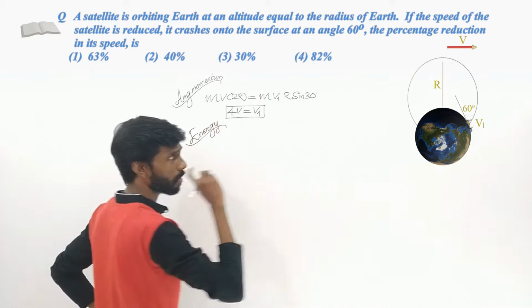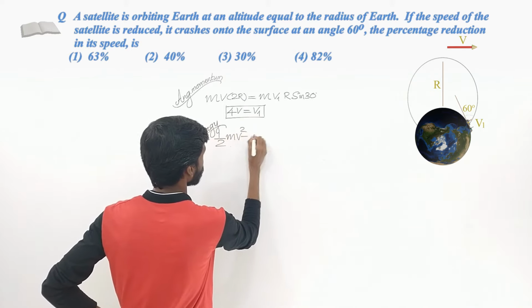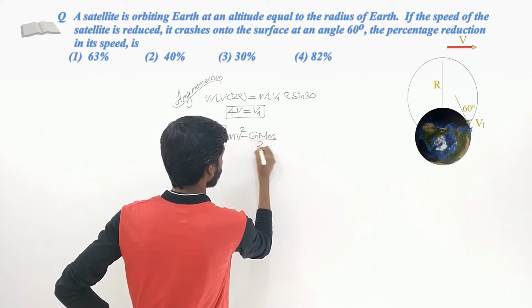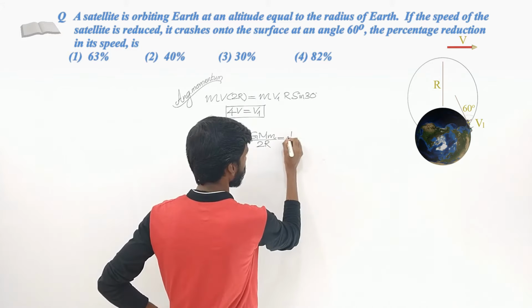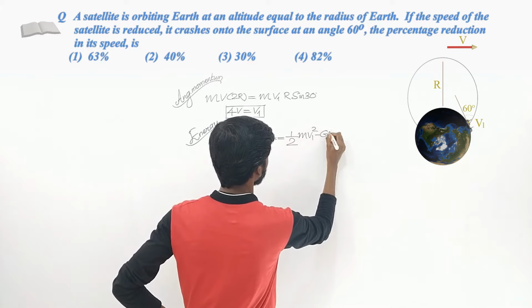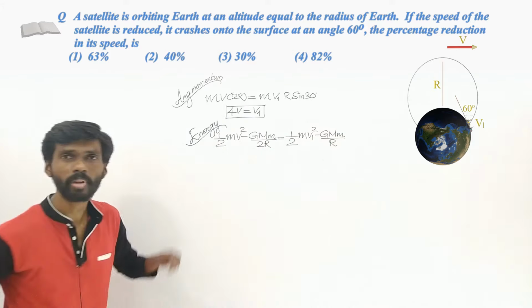Similarly, let us use the energy conservation here. What is the kinetic energy at the topmost point? Half m v squared, and the potential energy is minus G M m divided by 2r, and that is equal to the energy at the other endpoint. So half m v1 squared minus G M m divided by r. So this is the relation.